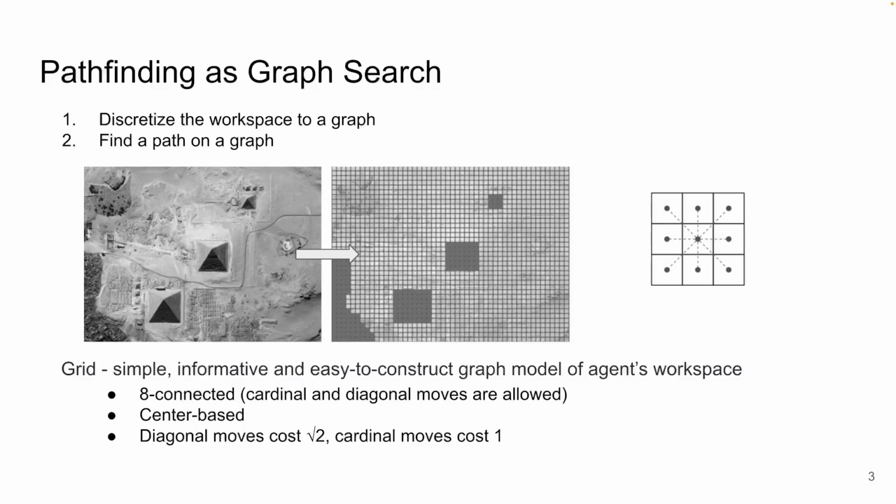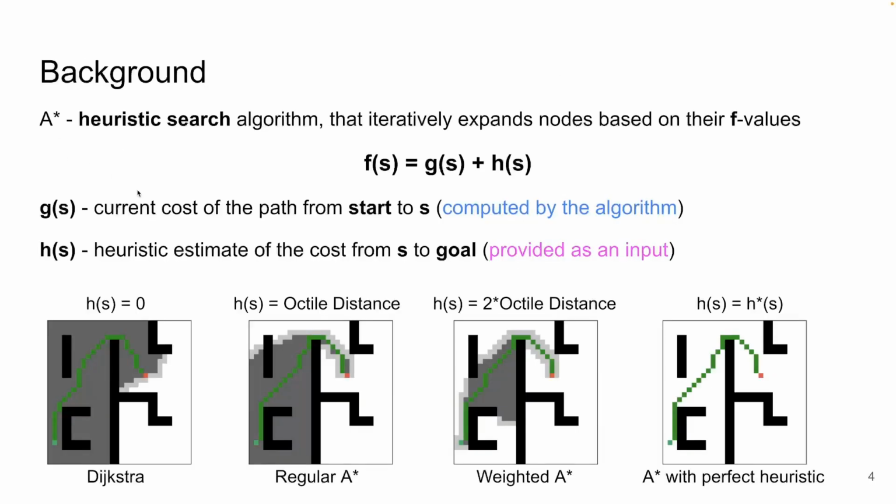It is one of the most widespread ways to do so, as grids are simple yet informative and easy to construct graphs widely used in pathfinding. The standard way to find a path on a grid is to invoke a heuristic search algorithm like A star, which iteratively explores the search space. The performance of A star heavily depends on the heuristic function given as an input to the algorithm. A heuristic function estimates the distance to the goal node and is used to focus the search to the goal.